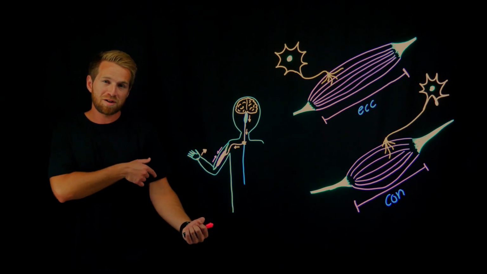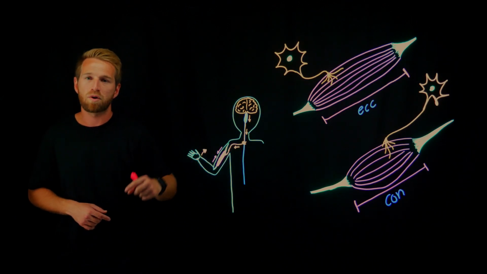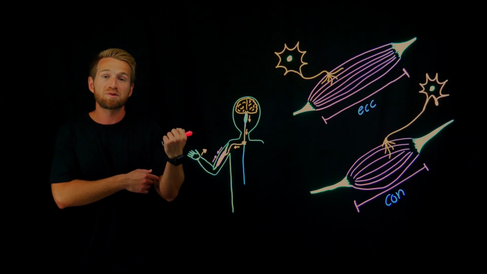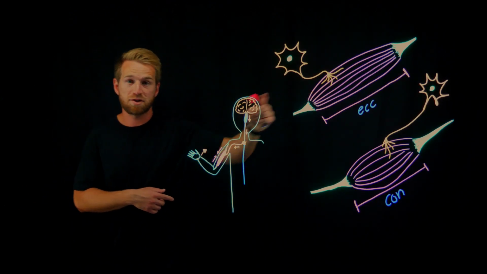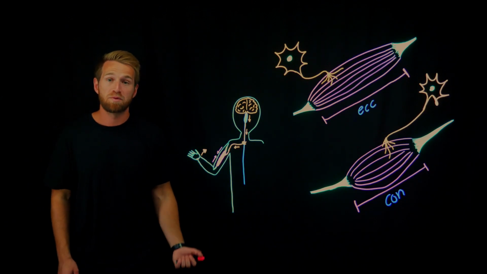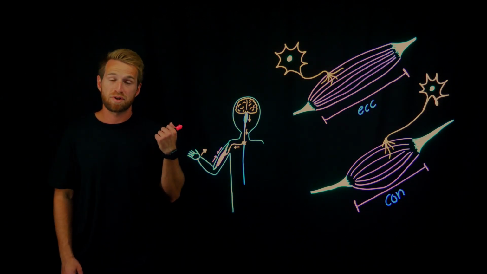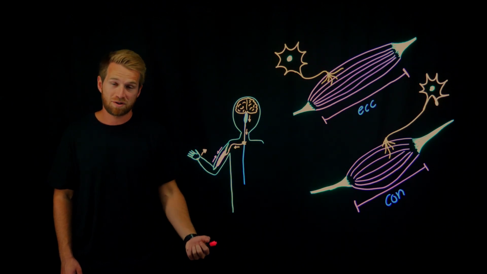So there is still a contraction because I still have the signal coming from the brain, going to the spinal cord and going to the muscle, but now this muscle is lengthening as I do so. That's what is called an eccentric contraction. So if I am overcoming the resistance, it is a concentric contraction. If I am controlling the resistance, it is an eccentric contraction.